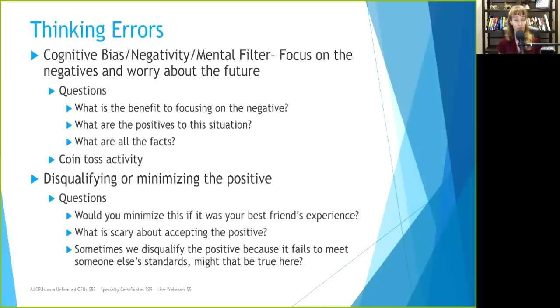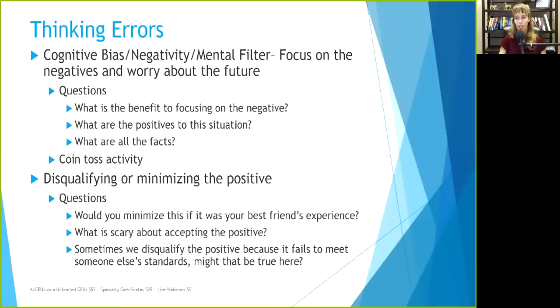Ask them, what is scary about accepting these positive things, that you might have actually had an accomplishment? For some people, it might mean other people expect more of them. For other people, they just don't know how to accept the positive. They don't know how to accept compliments. They don't know how to be the center of attention, and they don't like it. And then we want to look at why that is.